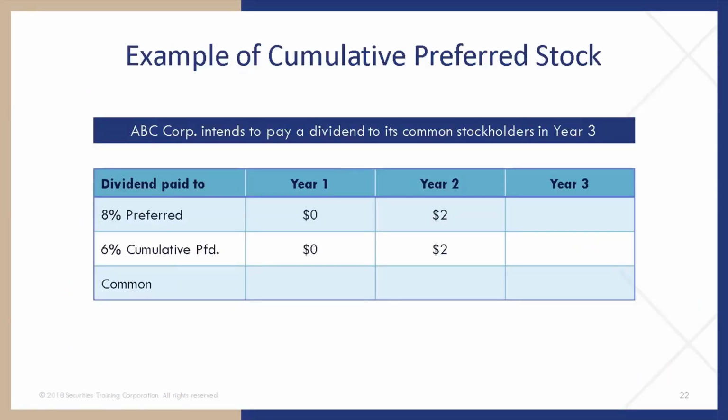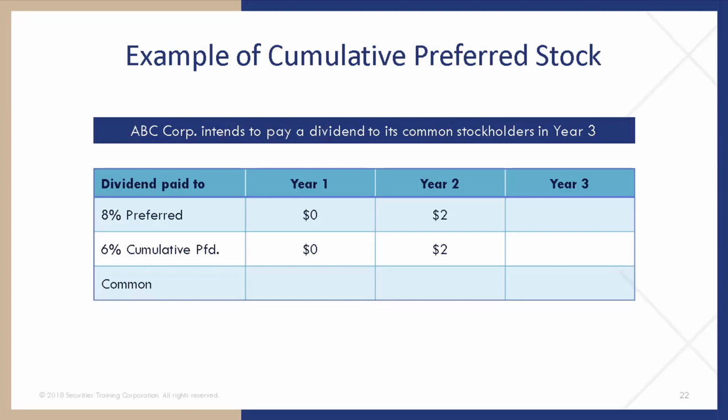Now that we've discussed cumulative versus non-cumulative preferred stock, let's do an example of how that would work in the real world. Imagine for a second, ABC Corporation intends to pay a dividend to its common shareholders in year 3. Let's assume they have two types of preferred stock. One, 8% preferred stock, which is non-cumulative, and 6% preferred stock that is cumulative. And then they want to pay a dividend to common shareholders. Remember, a dividend cannot be paid to common shareholders unless you've paid a dividend first to preferred shareholders, but the question is how much. So let's start with the following.